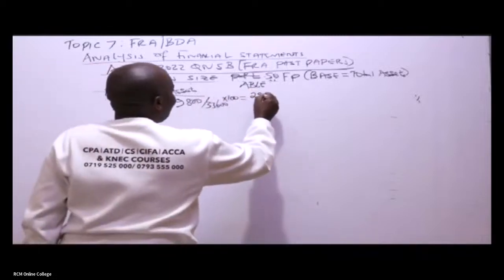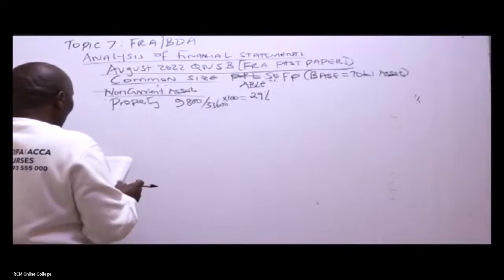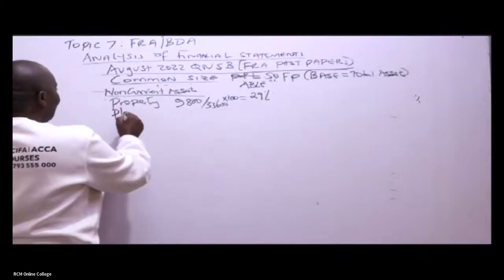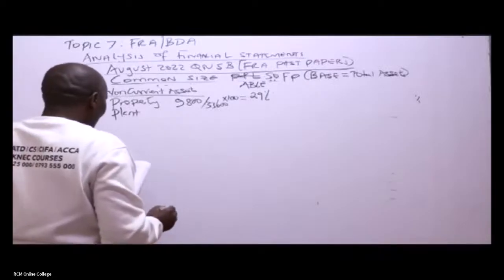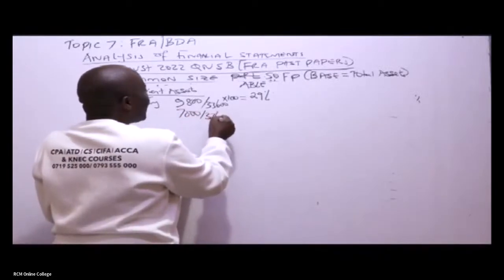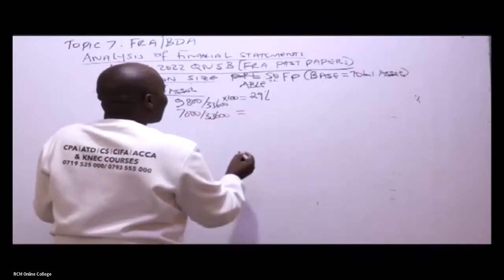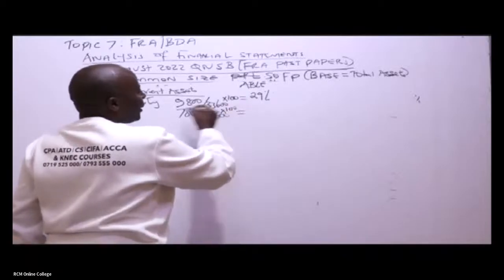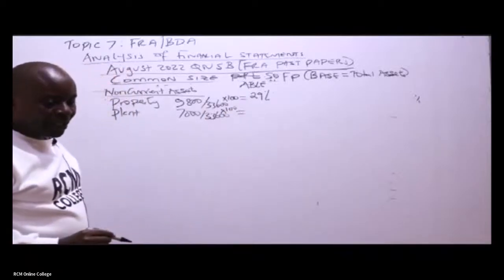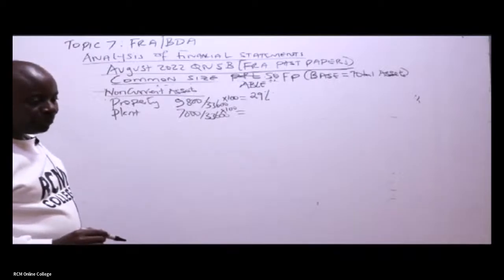That is Able, 29%. Then get to the second item here. We have plant. Plant, I can see there 7,000 divided by 33,600. This is the baseline, times 100. Give me a figure there.